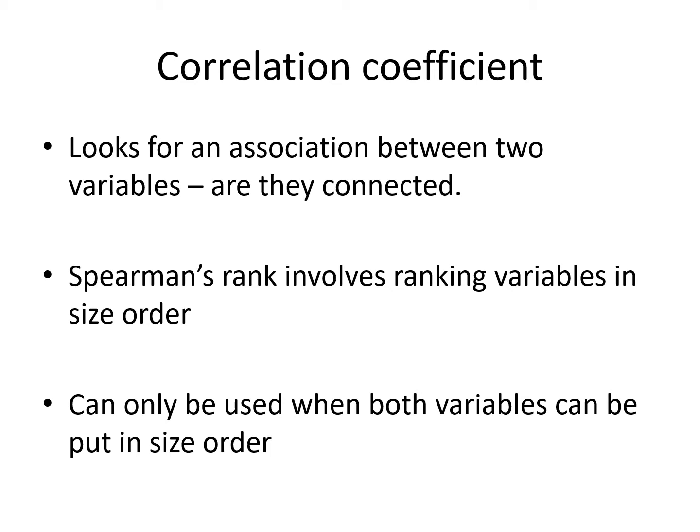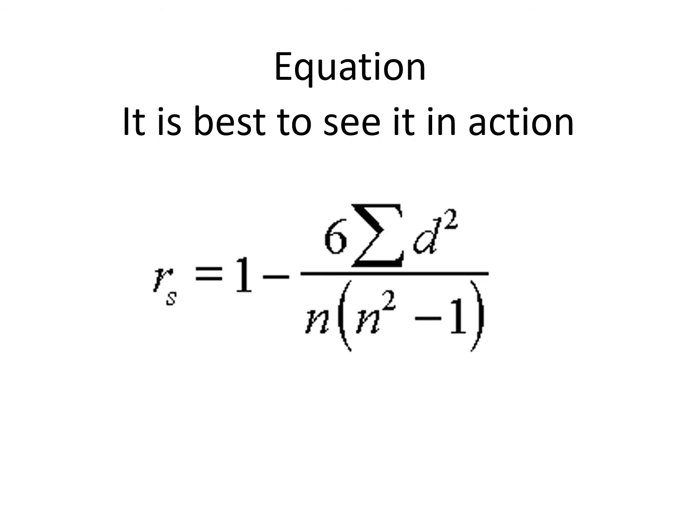So as I said, we look for association between two variables. Now you need quantitative data for both variables. You need to be able to put them in size order. If you cannot put both your independent and your dependent variable in size order, 1, 2, 3, 4, 5, 5.5, 6.7, 9.2, whatever it is, if you can't put them in order, you can't use Spearman's rank. Okay?